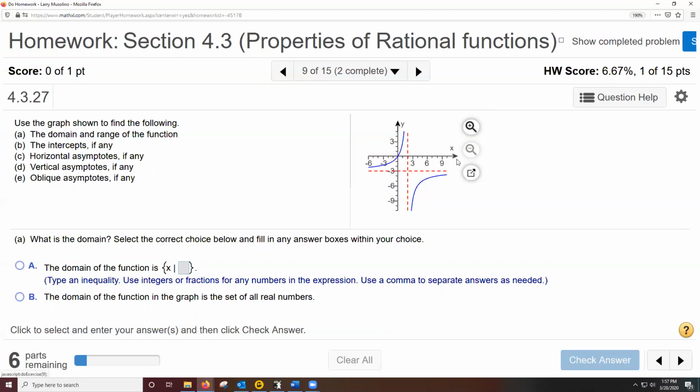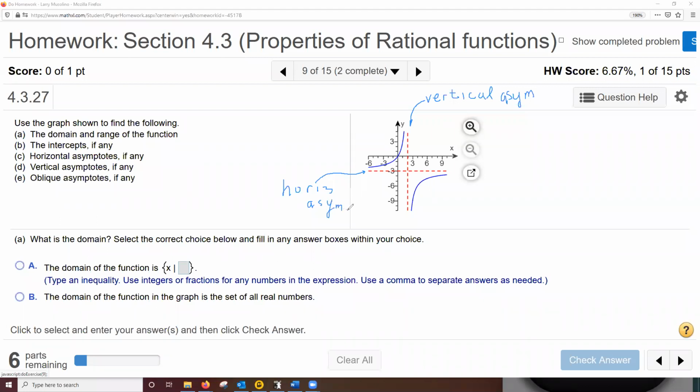Here's a graph. Notice on this graph there are these red dashed lines. What these red dashed lines are showing you are asymptotes. This red dashed vertical line is called a vertical asymptote. What it means is the graph gets closer and closer to this vertical line, but does not touch it. You might notice there's a horizontal line here. This red dashed horizontal line is called a horizontal asymptote. Again, the graph is getting closer and closer to this horizontal line, but not touching it.